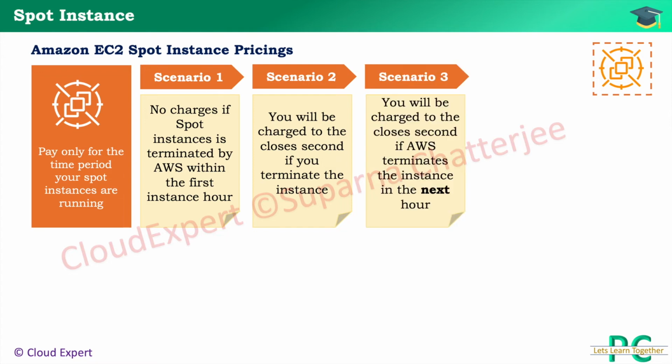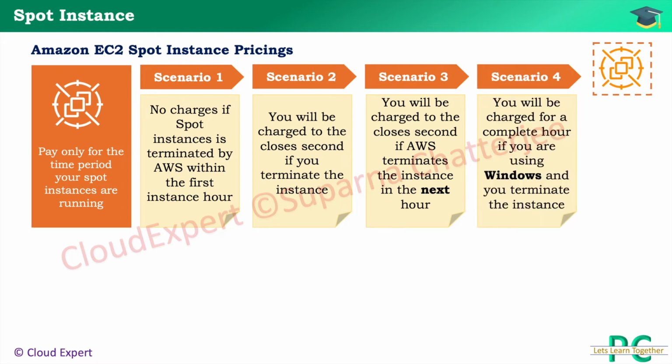If AWS terminates your instance in the next hour, that means you have already consumed 1 hour and AWS terminates on the next hour, you will be charged close to the second for Linux and close to the hour for Windows. You will be charged for a complete hour if you are using a Windows instance and you are terminating or you stop the instance.